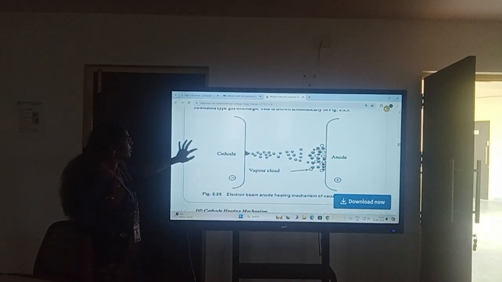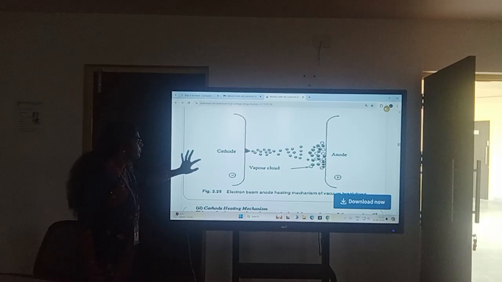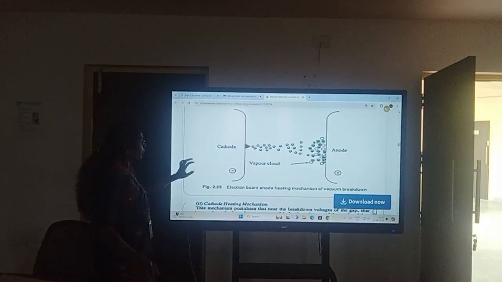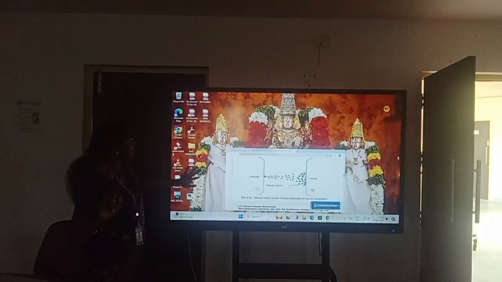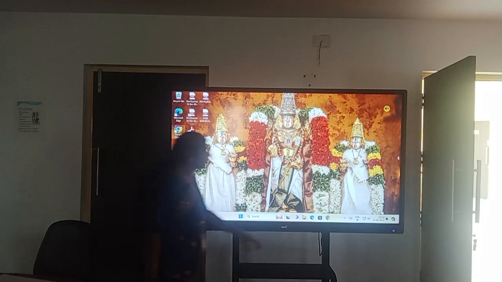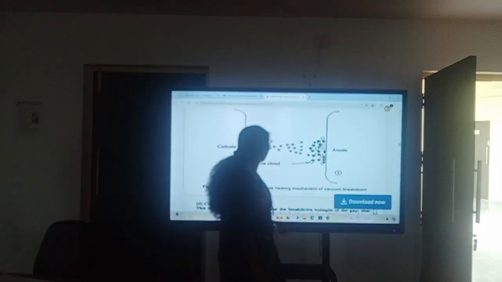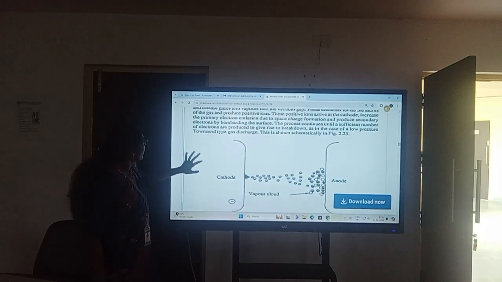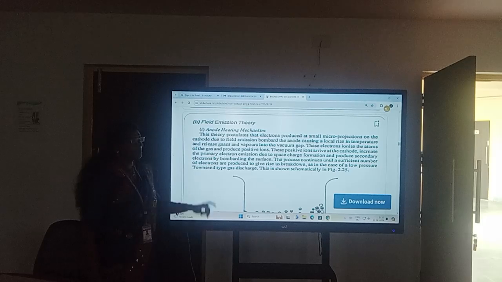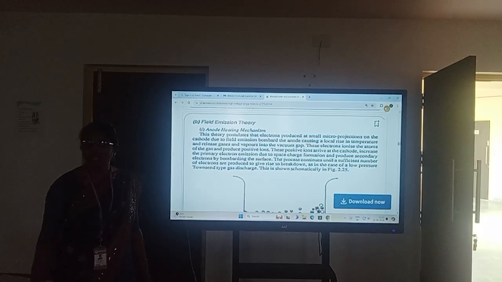So, in field emission theory itself, we will be studying two methods. One is the cathode theory and another one is the anode theory. First, we will be studying the anode theory mechanism.